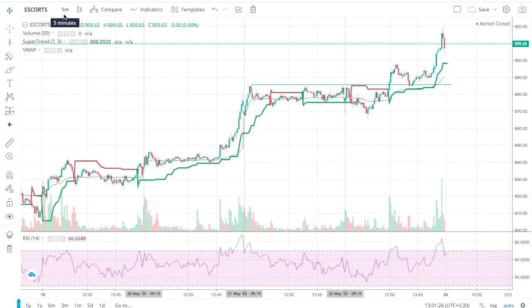As we can see, we have taken a 5-minute chart on Escorts and we have plotted the necessary indicators required to explain this strategy: Supertrend 7 and 3, volume weighted average price and RSI.